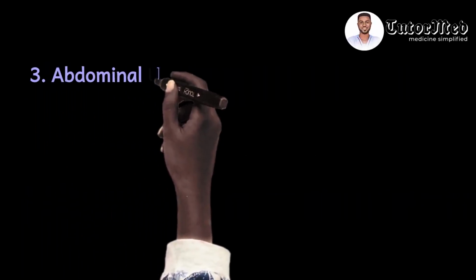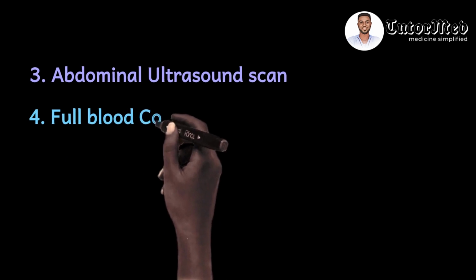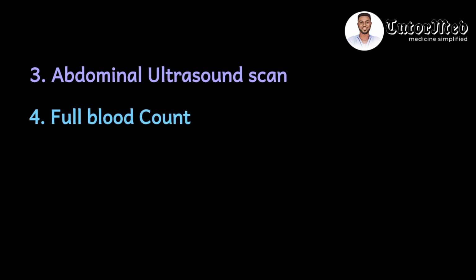Then again, an abdominal scan should be requested because he may have sustained an abdominal injury. He had an RTA. The RTA might not have affected only his leg. It may have caused some organ damage in the abdomen, so we need to scan his abdomen. And then we can also do a full blood count to look for the anemia.